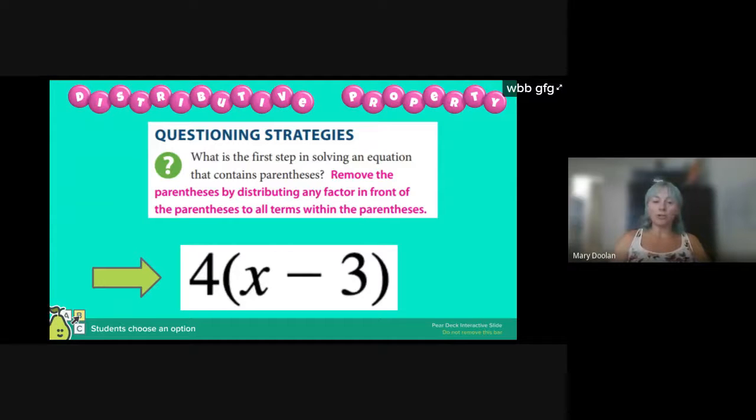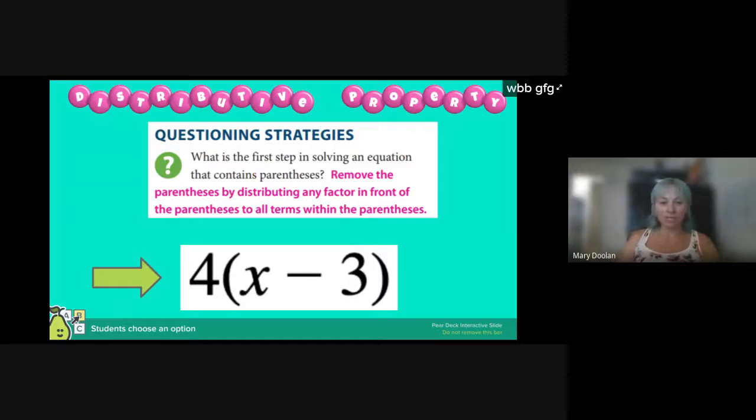So you don't have to put your choices in the chat. Just use the Pear Deck. That's what the Pear Deck's for. Okay, so I'm happy to see that the correct answer is leading in choices right now.